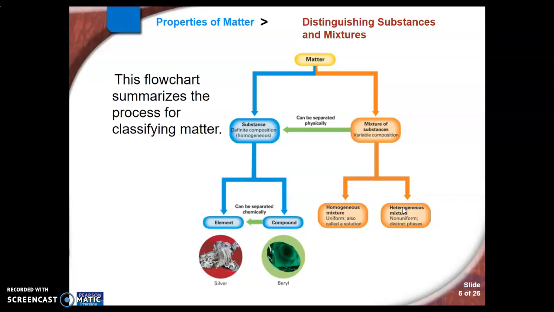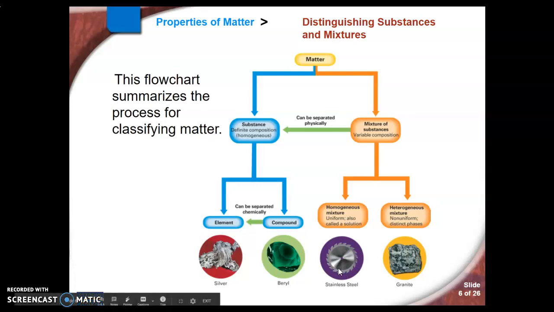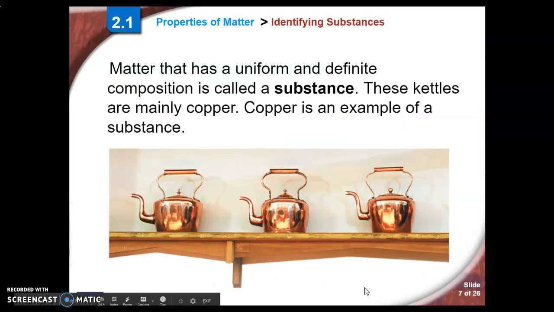Heterogeneous mixtures are non-uniform. You can see the particles in them. For example, cereal. You can see milk. You can see the cereal particles. It's a heterogeneous mixture. Stainless steel is a mixture of carbon and iron. If you blend it well, it's a homogeneous mixture. Another heterogeneous mixture is granite. You can see different rock particles in it.